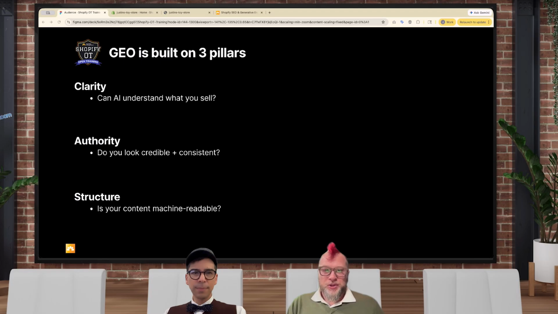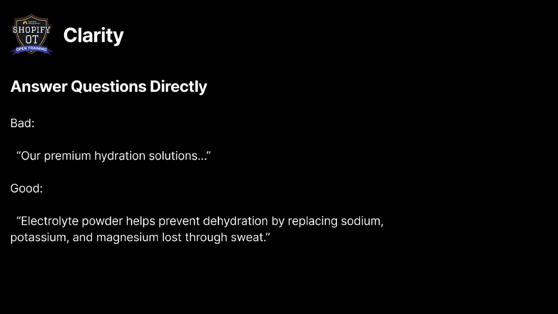GEO is built on three pillars. Clarity: can AI understand what you sell? Authority: is this a credible source with consistent content on your site? Is this a product that it can rely on to put in its answers? And then, of course, structure. Structure is a big one. It is a machine. It will read your site, and it's looking for a consistent structure of how you're structuring your content on your site. So let's start with the three pillars.